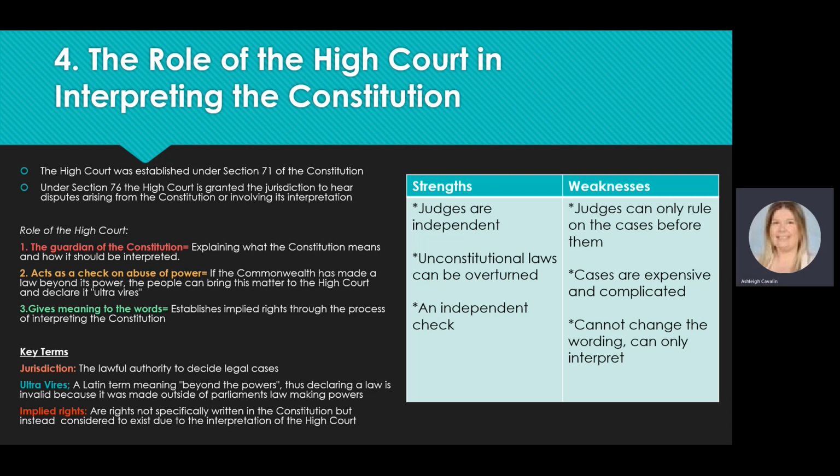But there are weaknesses to this system. Judges can only rule on cases before them. So someone has to challenge the High Court if they believe the Constitution is being breached somewhere. These types of cases are particularly expensive and quite complicated as well. Lastly, the High Court cannot change the wording. They can only interpret it. So they have to be restricted by the terms and the words actually used during the construction of the Constitution.